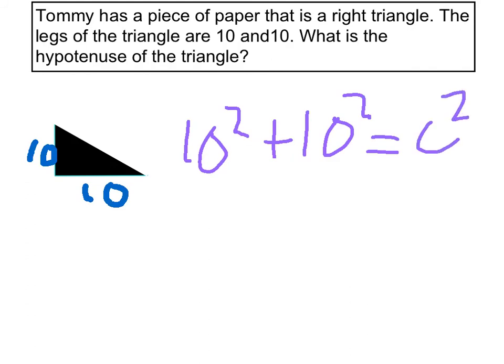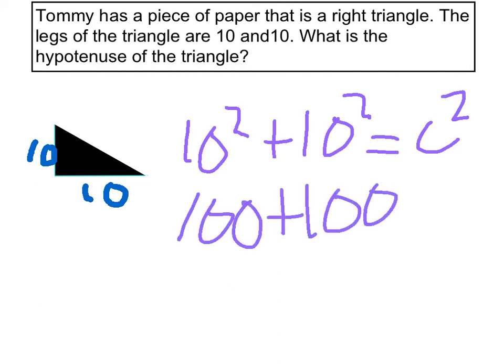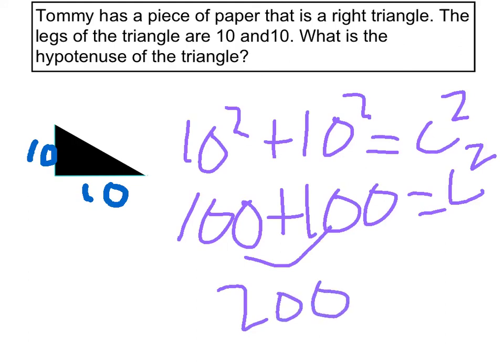10 squared is 100, so the problem would become 100 plus 100 equals c squared. 100 plus 100 equals 200, so we have to square root it. This becomes a crazy decimal, which we will round to 14.1.